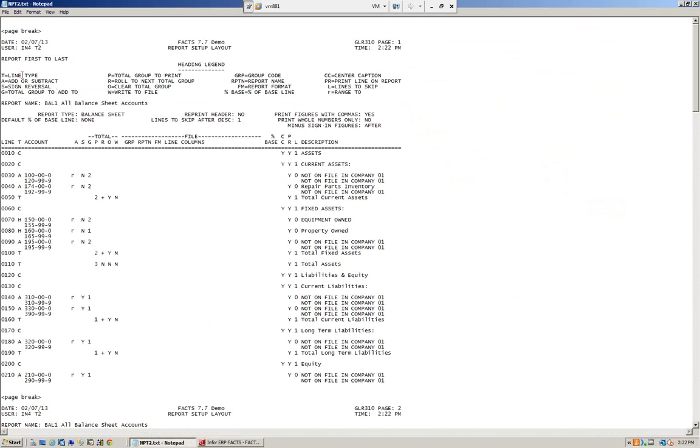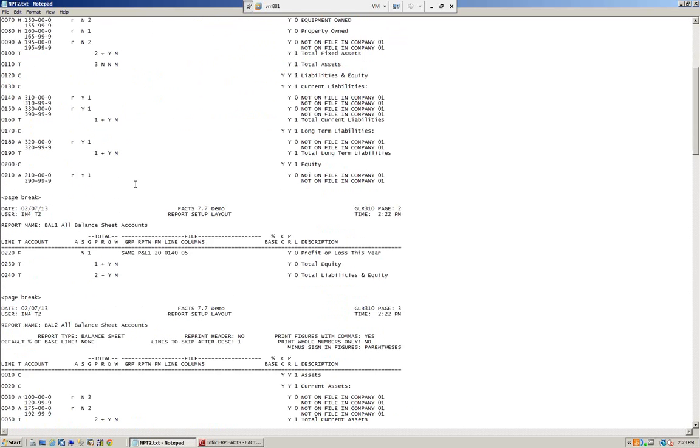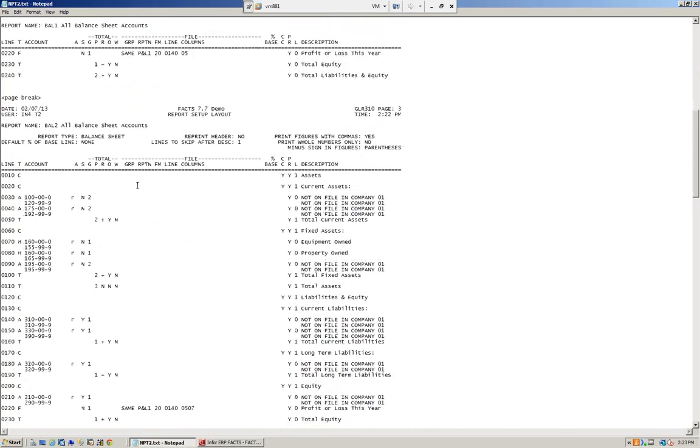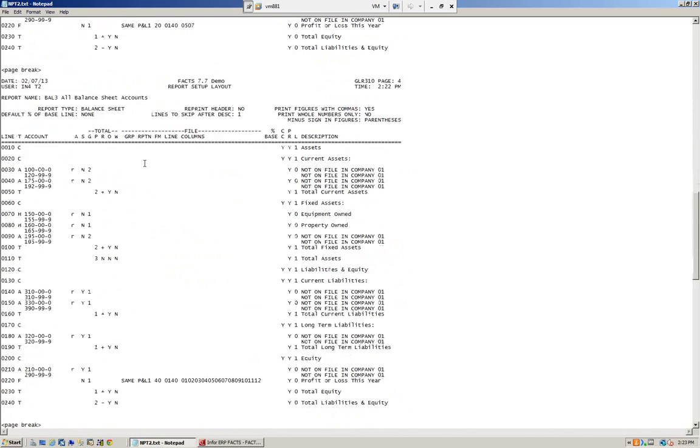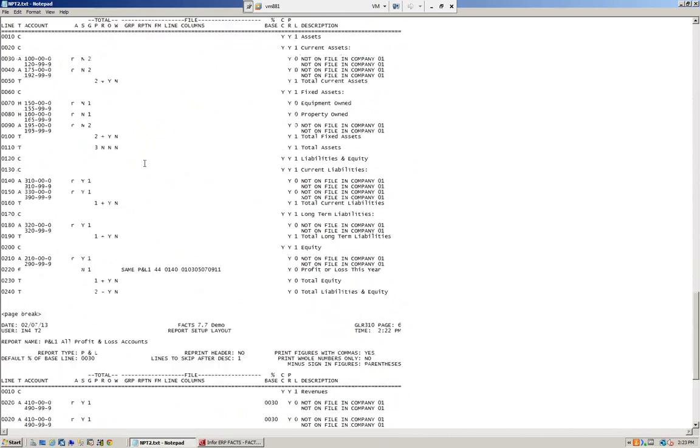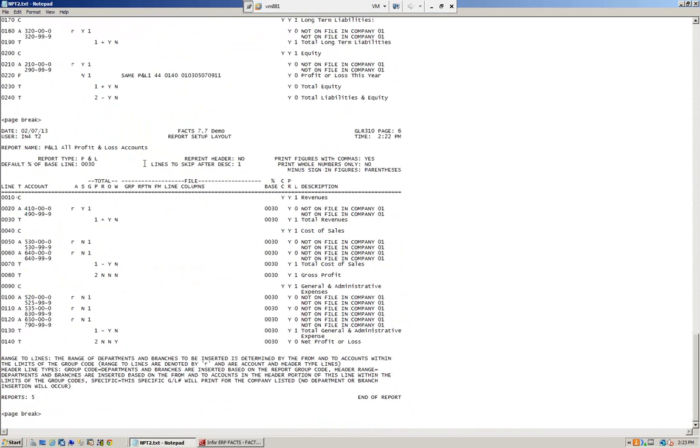So again, it tells you the information. The T is the line type. We have A for add and subtract, the sign reversal, the groups. Same thing here, the P, total group to print, the roll, and everything. So again, you can see here, let's find our P&L one. These are all our balance sheets. And we can see here, again, the account and the information.